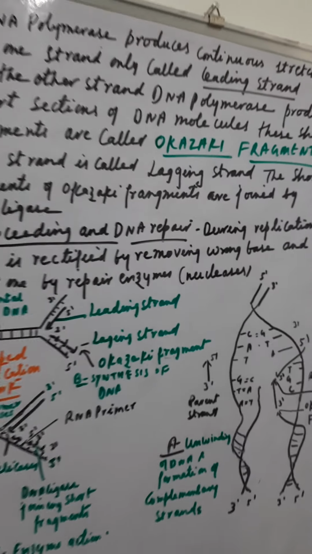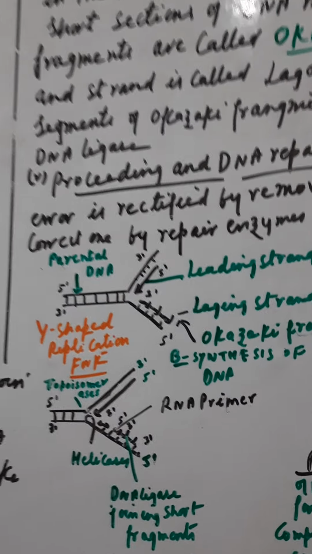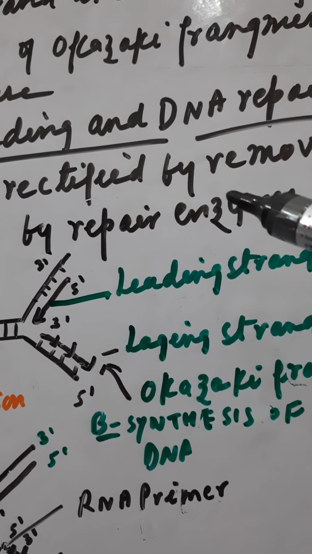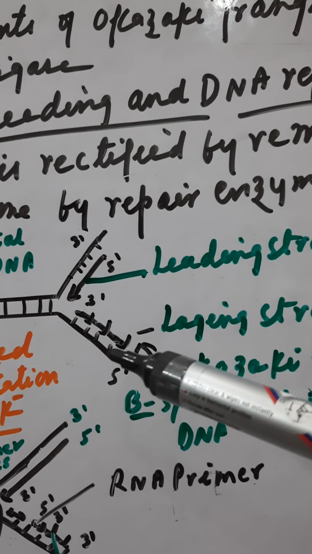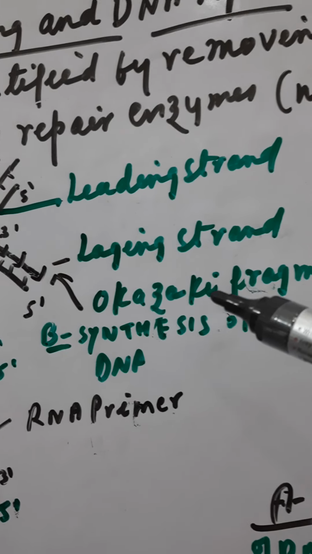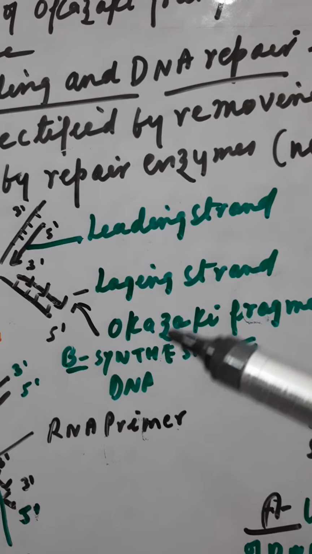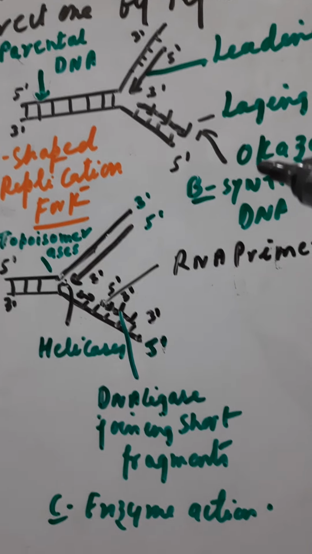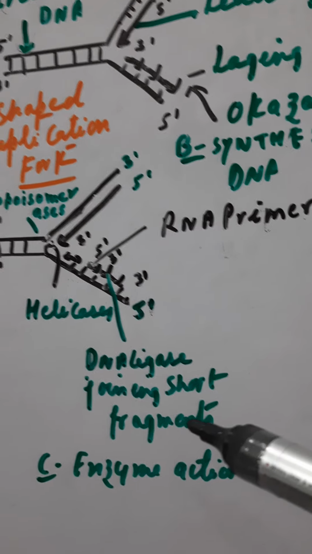Now DNA polymerase produces a continuous stretch in one strand only, and this strand is called the leading strand. In the other strand the DNA polymerase produces short sections of the DNA molecule, and these short fragments are called Okazaki fragments. These are joined by the enzyme called ligase. Here you can see DNA ligase joining the short fragments.